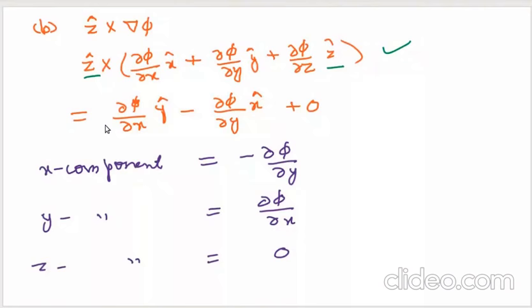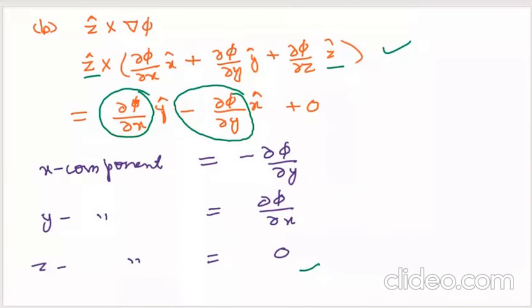So the negative of del phi by del y is the x component, del phi by del x is the y component, and there is no z component, so the z component is 0.